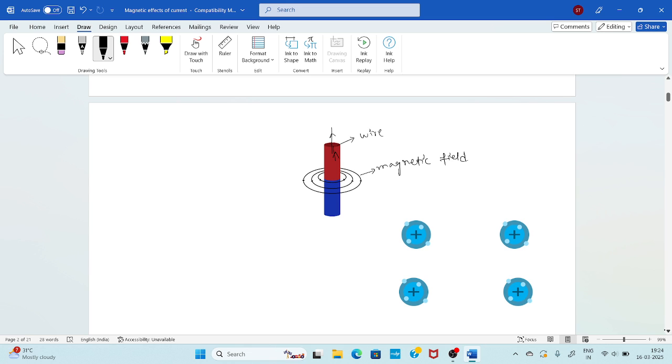Here I'm taking an example. Suppose these two charges are moving with a constant velocity, then they produce a magnetic field. Suppose the two charges are at rest, not moving, then only an electric field is produced. The magnetic force is always perpendicular to the direction of the motion of the flow.